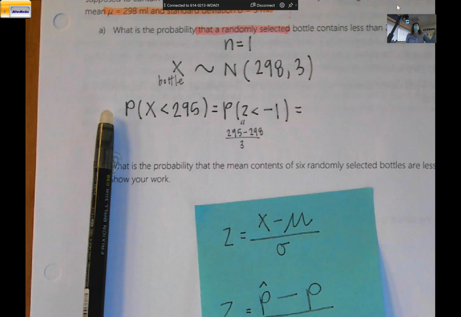No, I ain't drawing that normal curve. Do you want to? Yes. Yes, sorry. I thought you were asking if we had to.